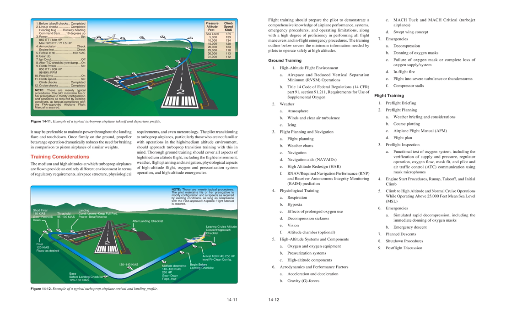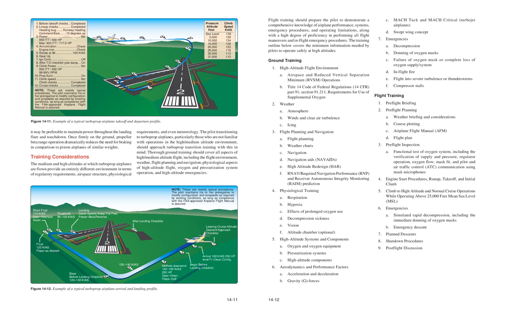A. Functional test of oxygen system, including the verification of supply and pressure, regulator operation, oxygen flow, mask fit, and pilot and air traffic control, ATC, communication using mask microphones. 4. Engine start procedures, run-up, takeoff, and initial climb. 5. Climb to high altitude and normal cruise operations while operating above 25,000 feet mean sea level, MSL. 6. Emergencies. A. Simulated rapid decompression, including the immediate donning of oxygen masks. B. Emergency descent. 7. Planned descents. 8. Shutdown procedures. 9. Post-flight discussion.